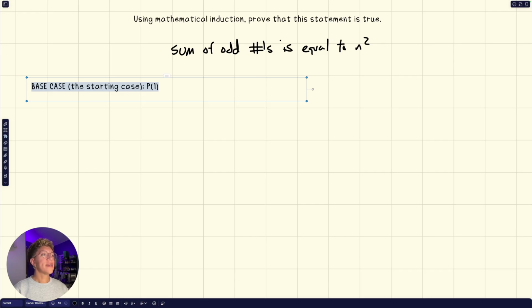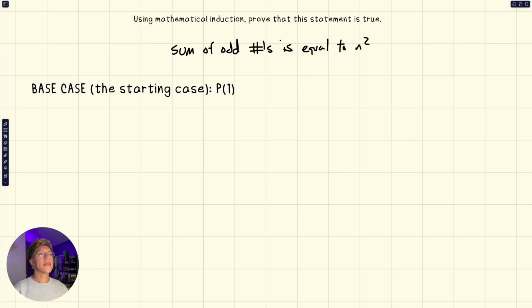And sometimes P of 1 can also be written as P sub 1, like that. And this is proving that this works for at least one case. And that kind of makes sense. If it's not true for even a single case, then we can kind of expect that it can't be true for all cases. And so we're going to start here with this base case. Our P, I guess we can also mention, stands for proposition.